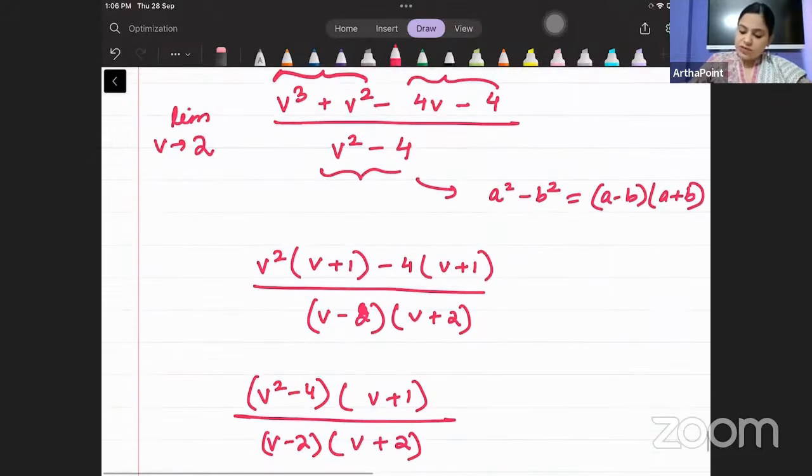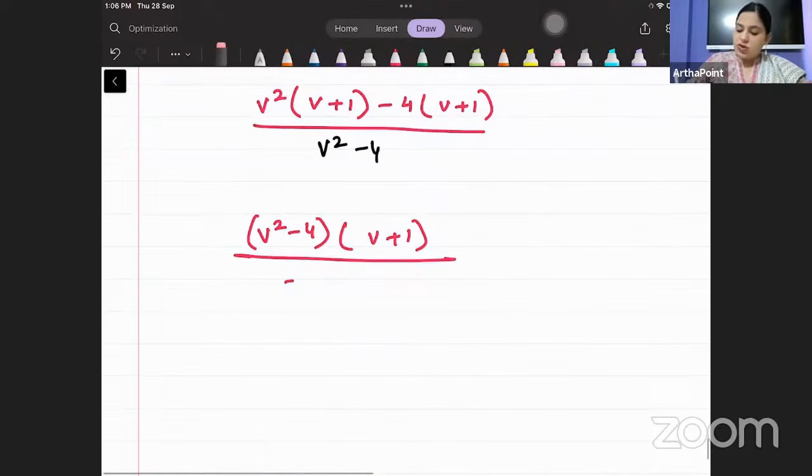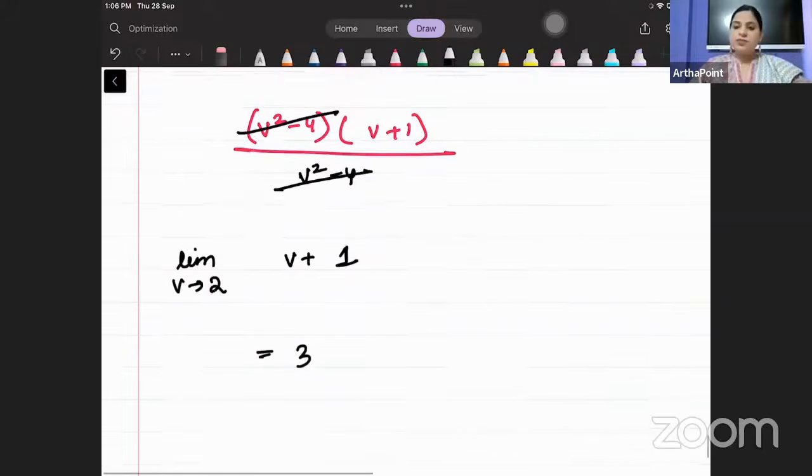Actually, there is no need to do this. We can just keep the denominator as it is, v square minus 4. Here also I will just keep it as v square minus 4. This will cancel out. So I will be left with just v plus 1. Now if I check its limit, it will give me 3.